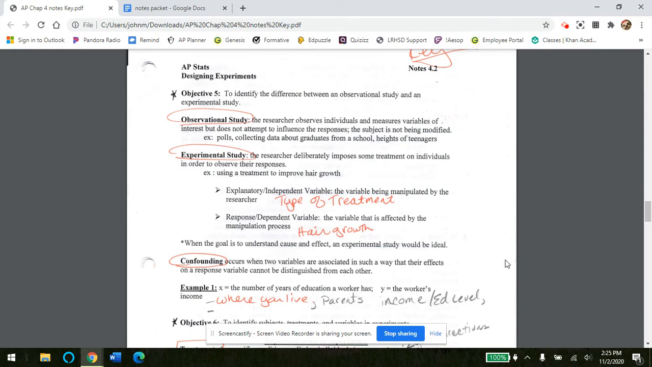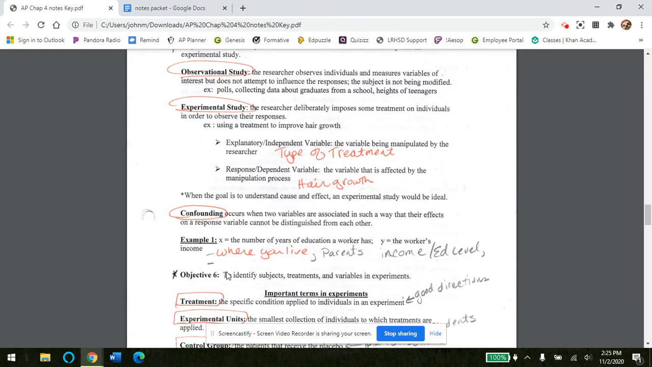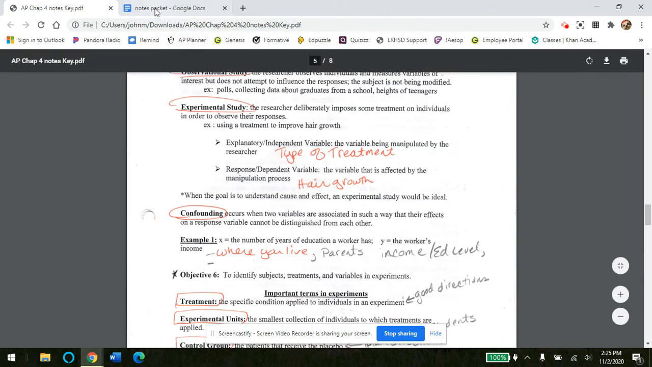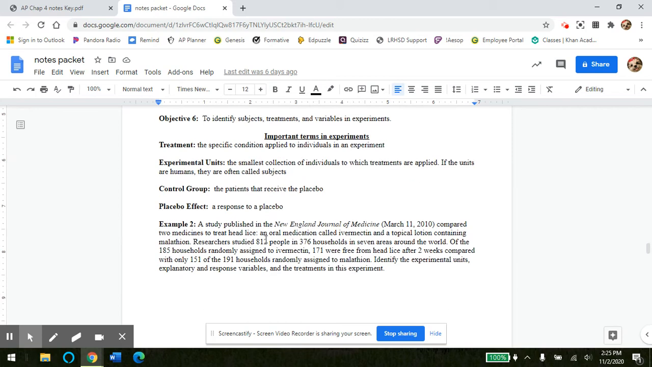All right. So, objective 6, we want to identify subjects, treatments, and variables in experiments. Okay, so when we're identifying these major terms, your treatment is your specific condition applied to the individuals in an experiment. The control group doesn't get the treatment. The treatment group gets the treatment. Your experimental units are the people or the individuals who get the treatment or not.